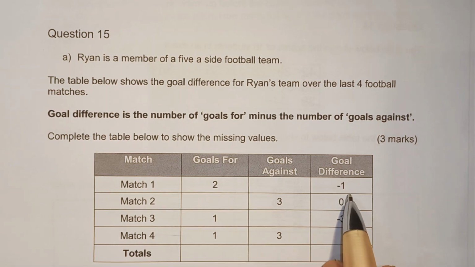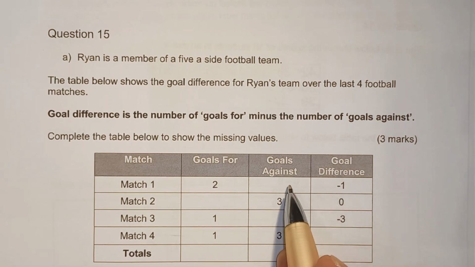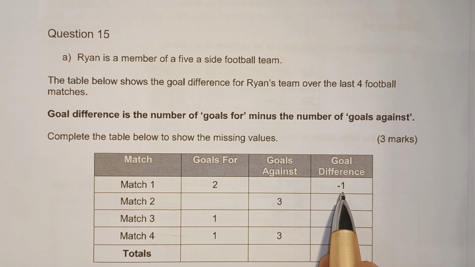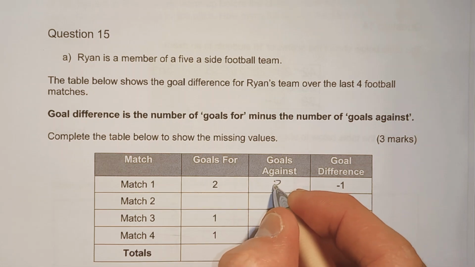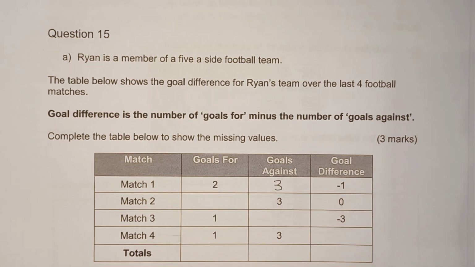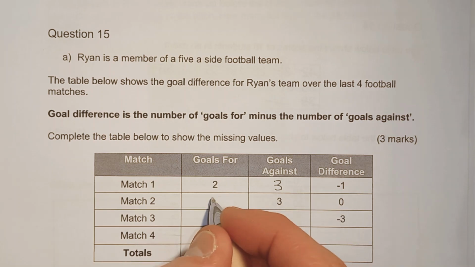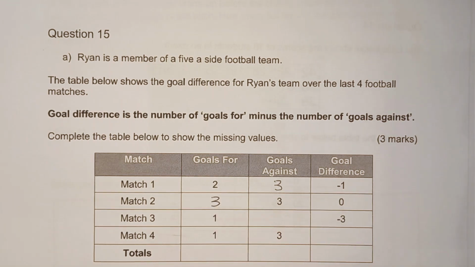The goal difference was -1. Well, that means that the other team must have scored 1 more goal than them. Yes, if it's minus, it means the other team scored more. If it's positive, then Ryan's team scored more. So the other team scored 1 more than them. So it must be 3. The goal difference is 0. That means that both teams scored exactly the same. So we can put a 3 in there.